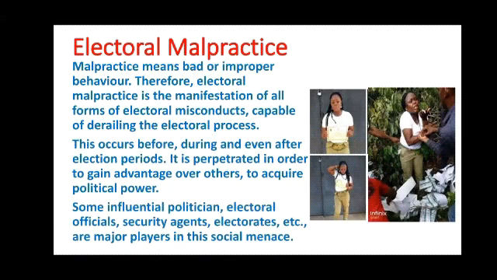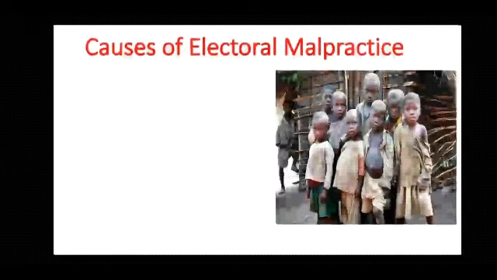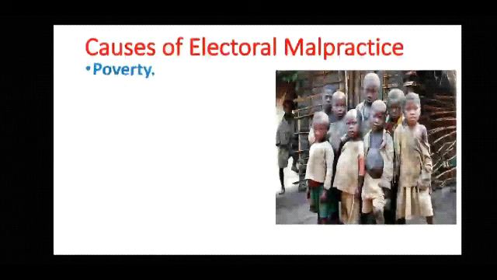What are the various causes of this menace called electoral malpractice? Causes of electoral malpractice. There are so many causes. You can see this picture of poor children. A man whose children look like this will collect any amount just to vote. One of the causes is poverty. A man that is poor will do anything to feed his children.